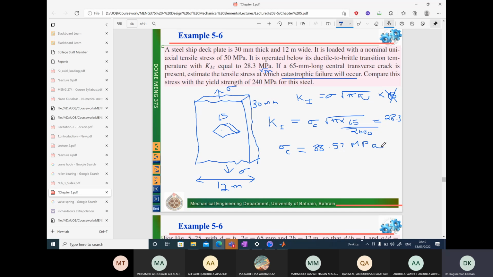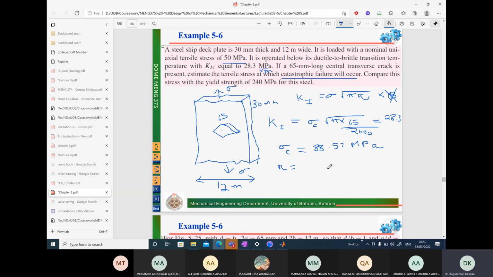So this is a very easy problem, not very tough. This is the stress at which the crack propagation will take place. However, the applied tensile stress is only 50 megapascals. So we are definite that there will be no crack propagation taking place.